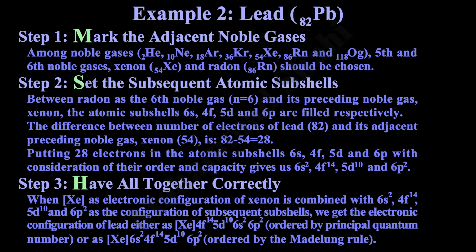Finally, the third step is to have all together correctly, which gives us xenon 4f14, 5d10, 6s2, 6p2 as the electron configuration of lead.